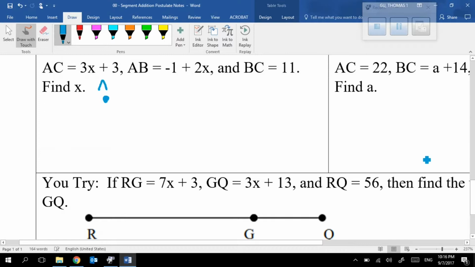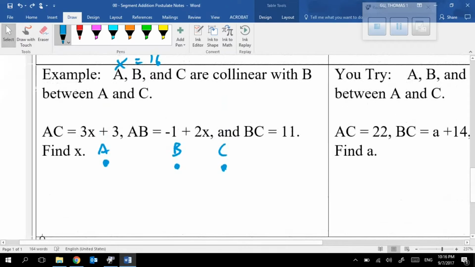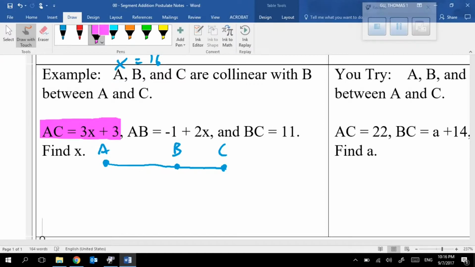A, B, and C. Remember, they are collinear with B between A and C. And then it's a segment, so we're going to connect those. Okay, so we know that AC right here, AC equals 3x plus 3. That is the whole thing. So the whole thing is 3x plus 3.